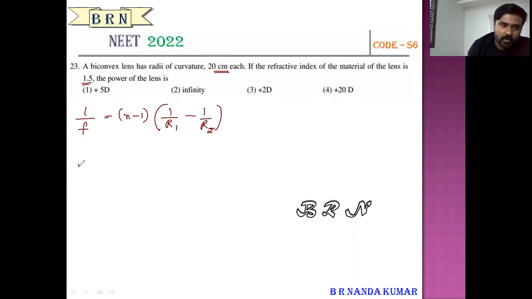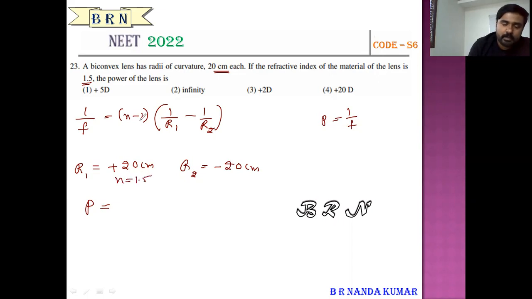According to the new Cartesian sign convention, R1 here is plus 20 centimeter and R2 is minus 20 centimeter, right? So 1/f is power; the reciprocal of focal length is power. So 1/f is P, right? Power is the reciprocal of focal length. The refractive index is given as 1.5, so 1.5 minus 1 gives 0.5. 0.5 means 1/2.